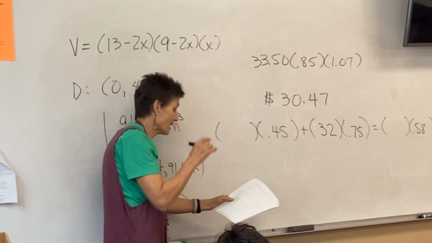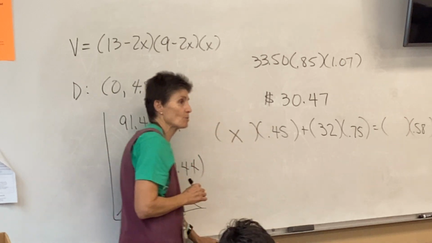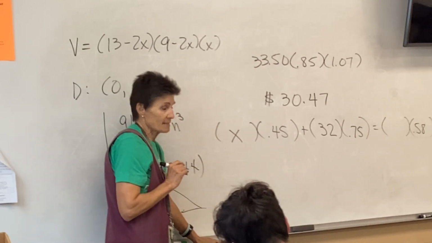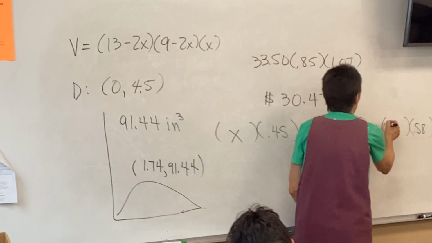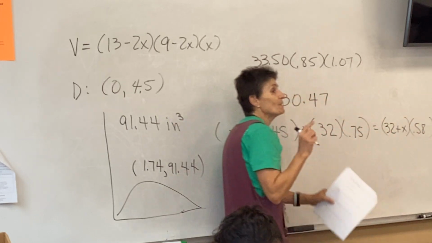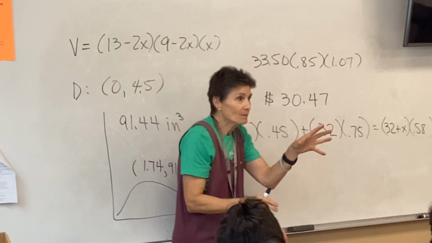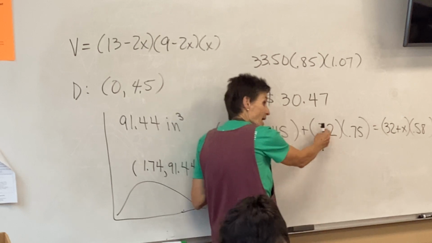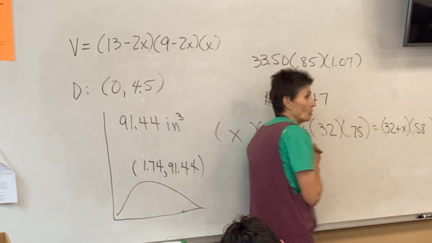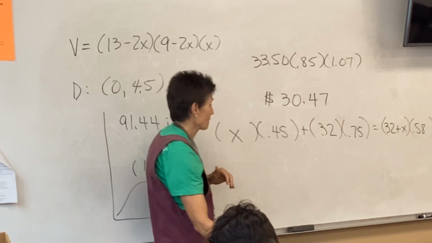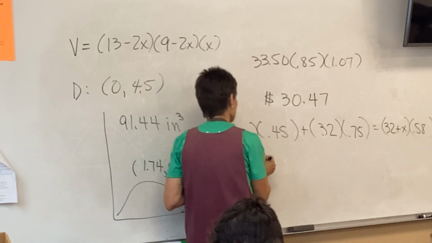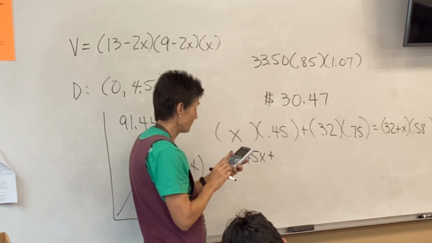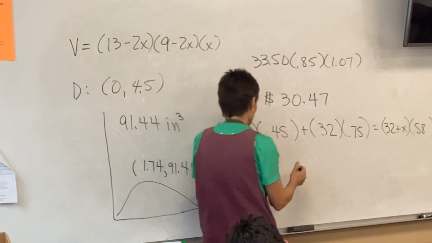The question says, how much? Put an X right there, that's what I want to know. What goes in that last parenthesis? X plus 32 or 32 plus X, it doesn't matter. Why are we adding them this time? Because these two are getting added. 32 and X are getting added to end up with the total. And here we go: 0.45X plus 32 times 0.75 is 24.